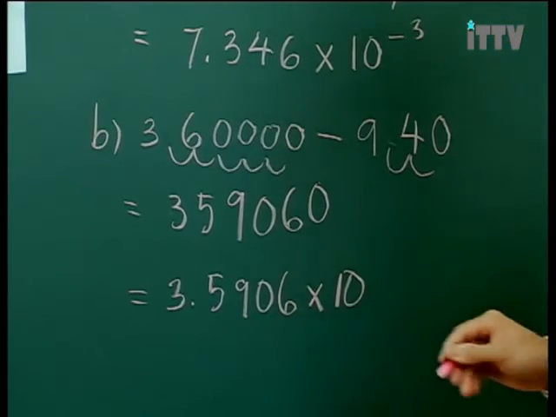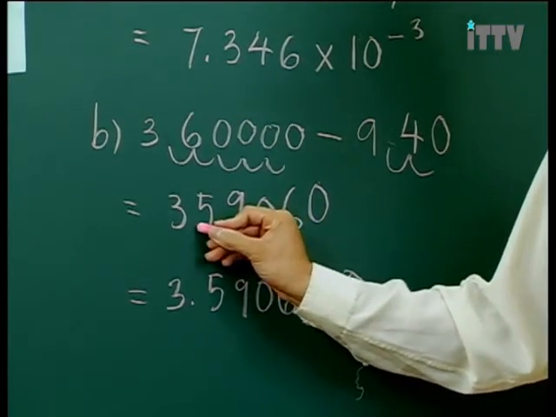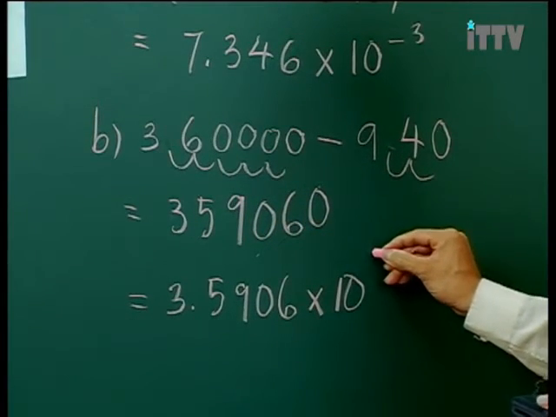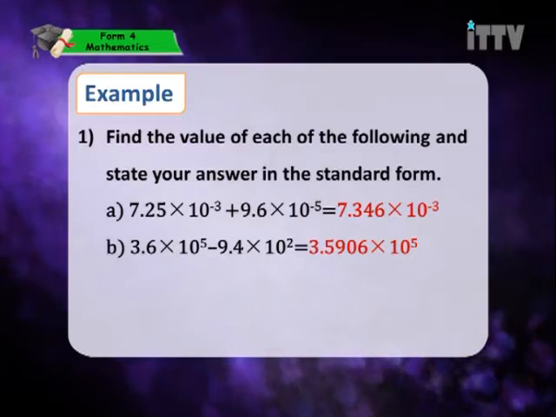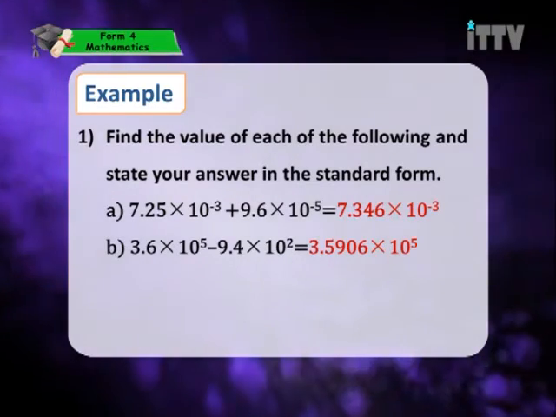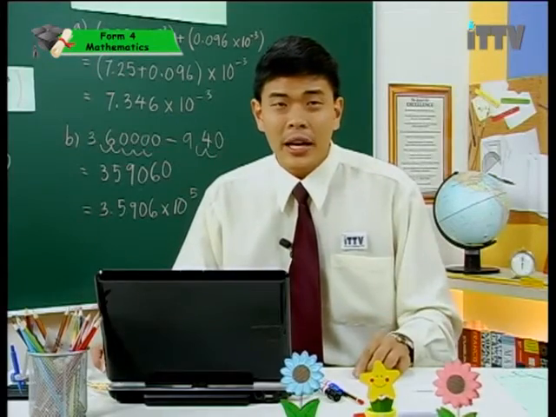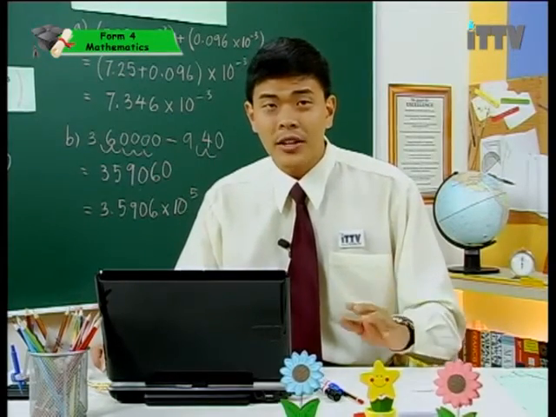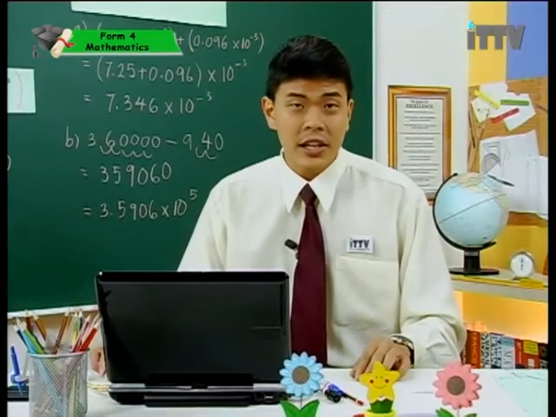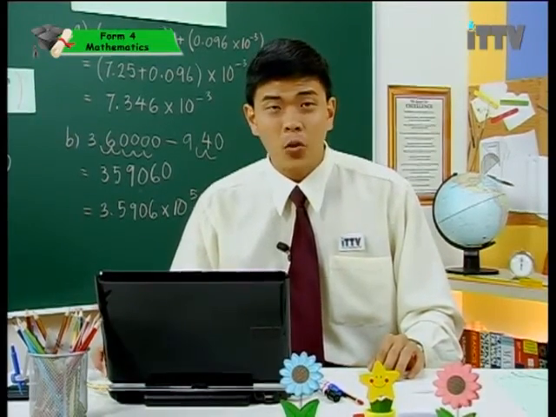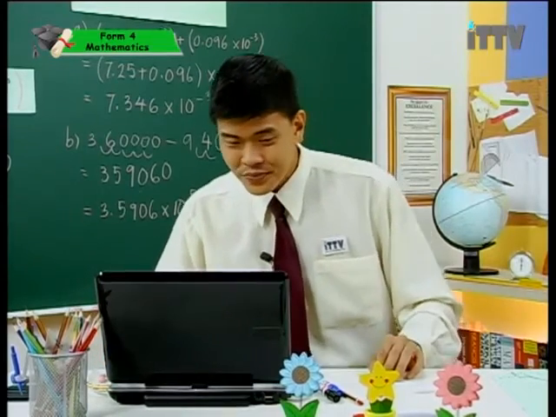Remember when you determine the index, how many places must you go? 1, 2, 3, 4, 5. Alright, you can compare your answers. You should be getting it. So remember guys, there are only two methods when it comes to adding or subtracting of any two numbers in standard form. You can choose which method you want or you are familiar with, method 1 or method 2.